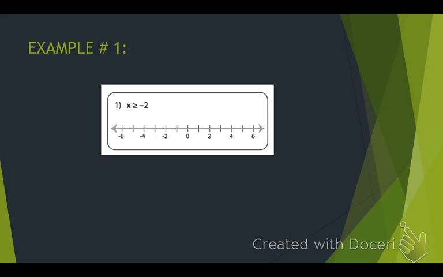It says specifically, x is greater than or equal to -2. Notice that the x is on the left side of the inequality symbol. These are inequality symbols right there. Since it's on the left side of the inequality symbol, everything is perfect. All we need to do is figure out what number we're going to use, which is -2.